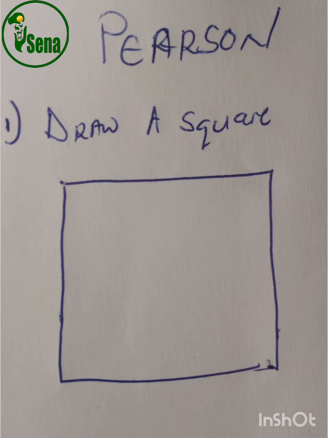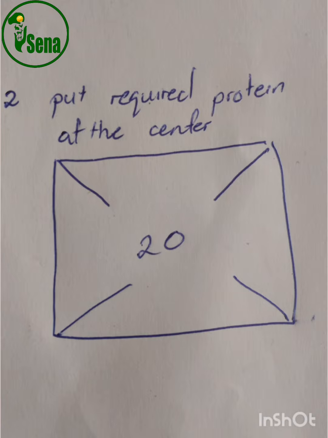So the first thing is to draw a square, and then when you draw a square, you need to put on the center the required amount that you need. For example, here we are targeting to make roadrunner feed with a 20% crude protein. So now we put our 20% on the center of the box. That means this is our target protein content that we need to use.